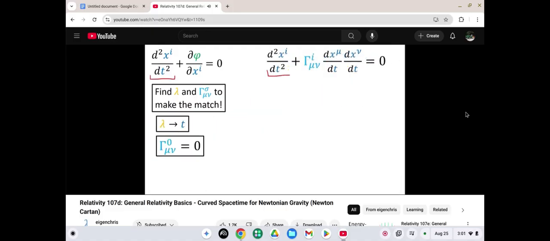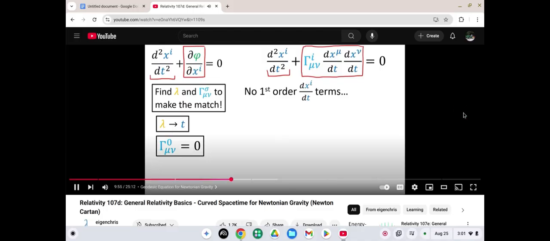Now the first terms match, but let's look at the second terms. The original equation has no velocity terms, no first-order time derivative terms for the spatial components.